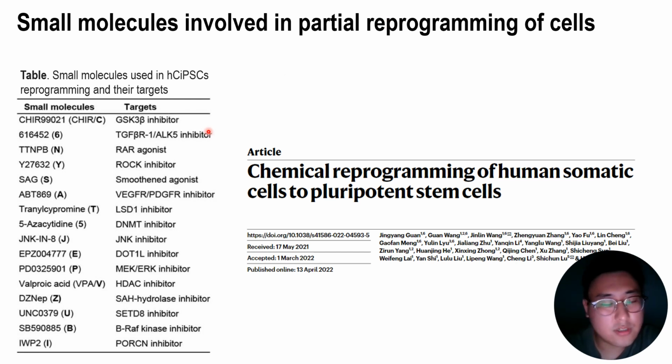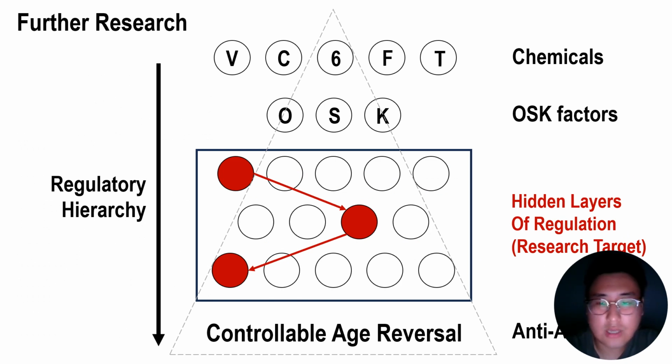And the small molecules they've chosen were not found by themselves, but they brought them from papers like this, which showed before that you can program the cells chemically. And the further research that we have to do is that all the papers that went about pluripotency and making the stem cells were focused on finding the function of OSK itself and as well as the chemicals which can replicate the functions of OSK. So it's more kind of upstream of this regulatory hierarchy.